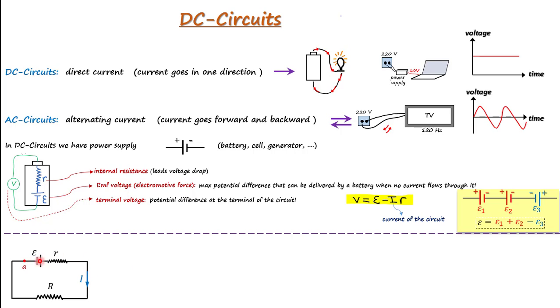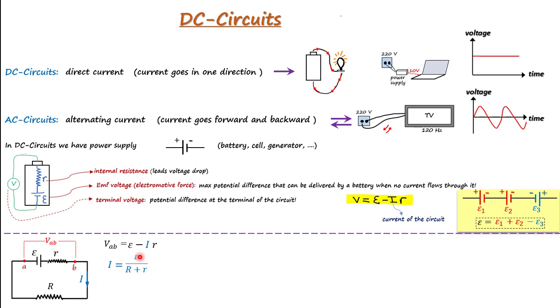Now let's call this point A and this point B. And this voltage here is called terminal voltage. So VAB is terminal voltage. So VAB is simply epsilon minus I times small r, the internal resistance. So I is simply epsilon over small r plus capital R.